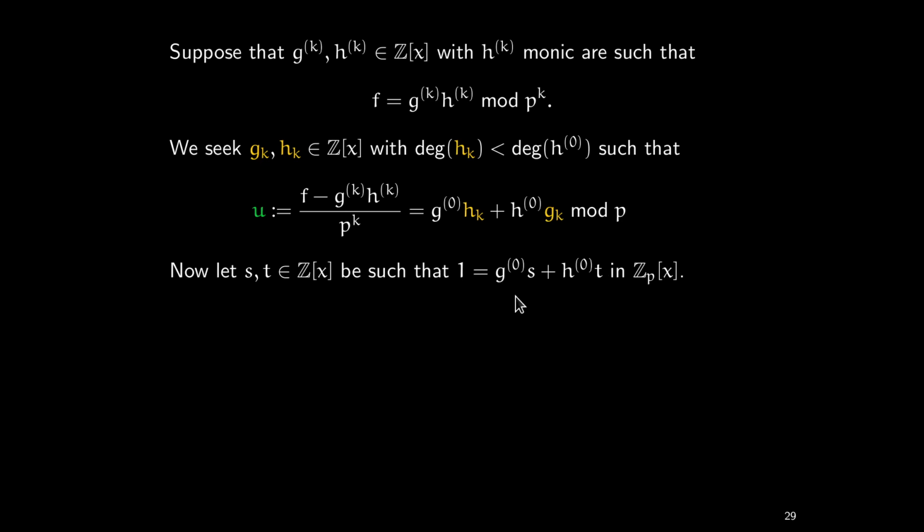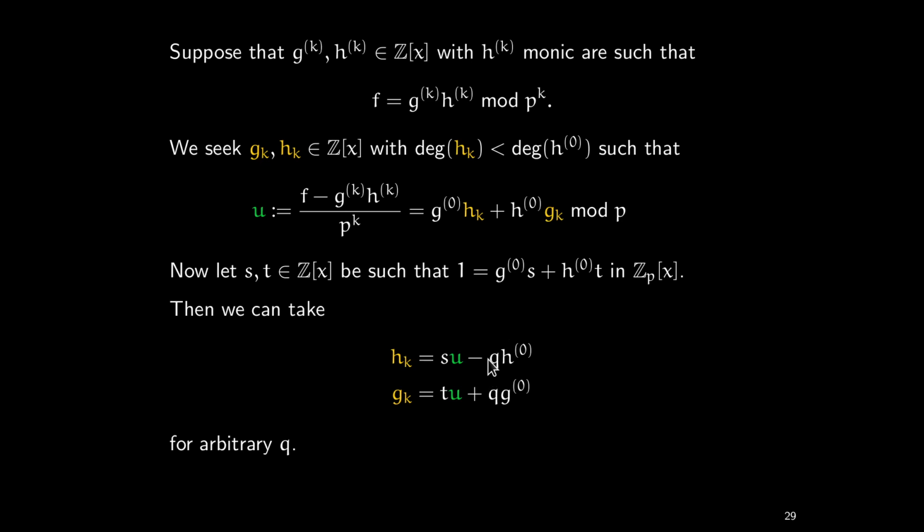Just take this equation, multiply it by u. And then here's your choice. You take hk as s times u for here, and gk as t times u for here, and then because of the choice of s and t, this will satisfy this equation. It doesn't satisfy this degree condition yet, but we still have a little bit of freedom to adjust this because I can move things back and forth between S and T.